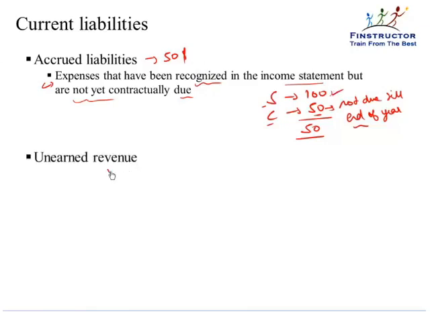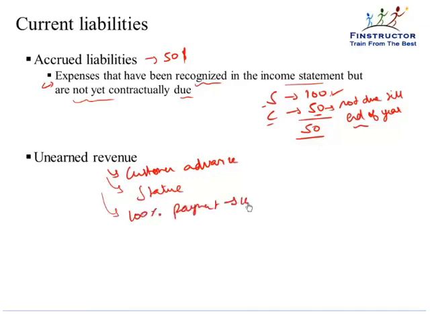Unearned revenue is also known as a customer advance. So I have promised to deliver a statue at the end of the year, and my customer has given me 100% advance payment of, let's say, $100. That is the cost of the statue. So the statue has to be delivered at the end of the year.